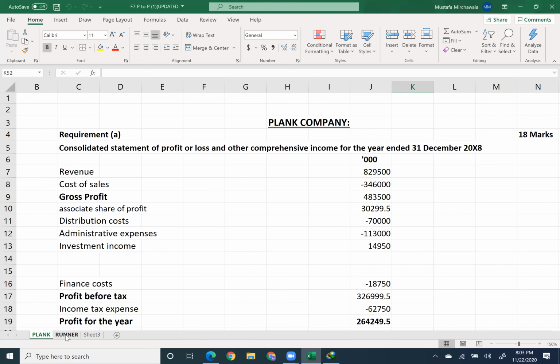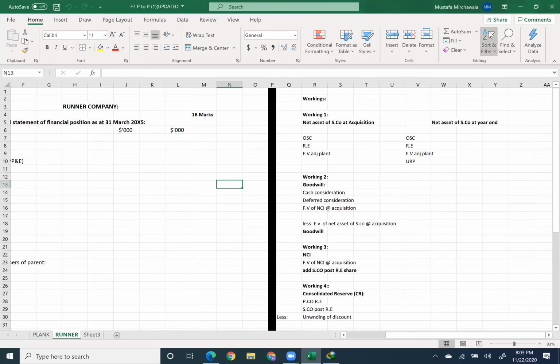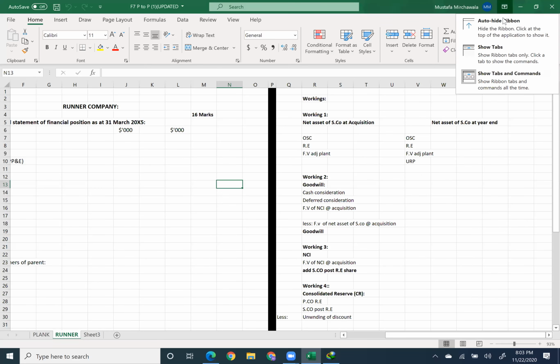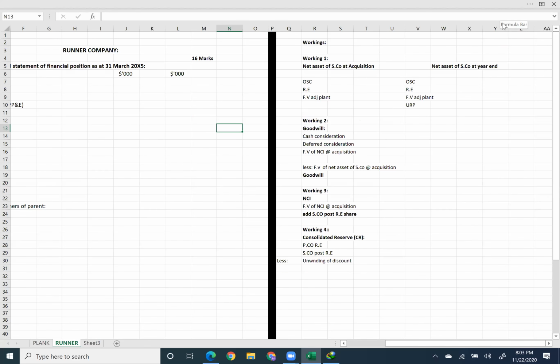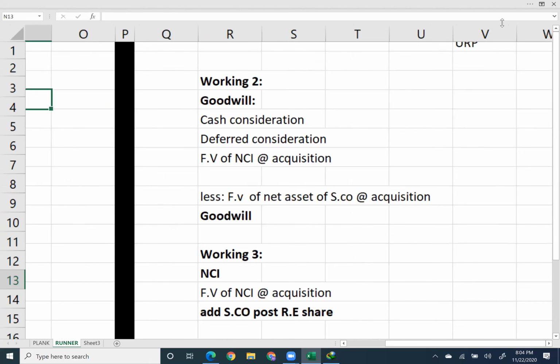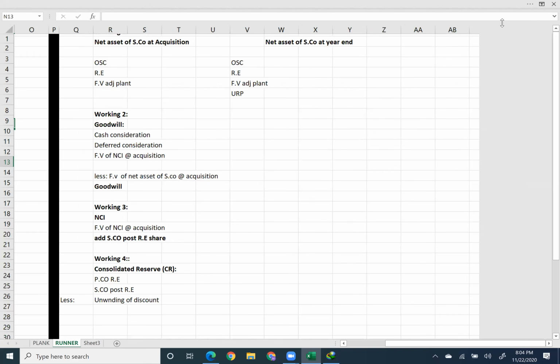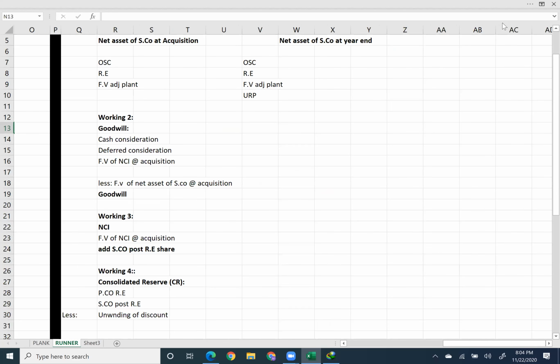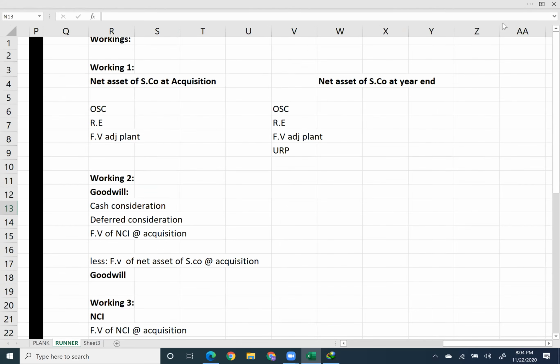The name of the question is Runner Company. First of all, listen. In the first paragraph you have the question. In the first paragraph you need to do the deferred consideration, or you can also do the net asset packet working.